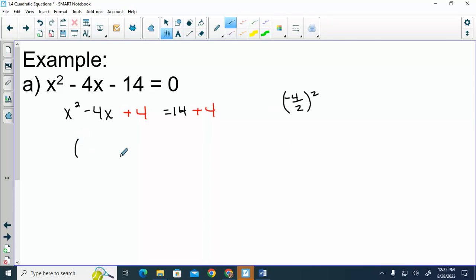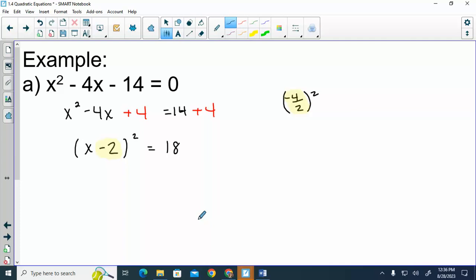Now, this should factor into a perfect square. What multiplies to 4 and adds to negative 4? Negative 2 and negative 2, or x minus 2 squared. You'll notice negative 4 divided by 2 was negative 2. Whatever you had before you squared is the number that's going to go here when we factor. Now this is something we can solve.